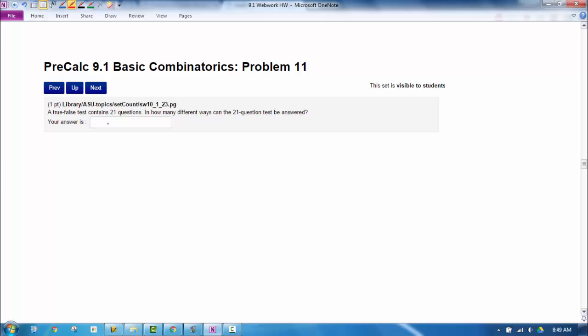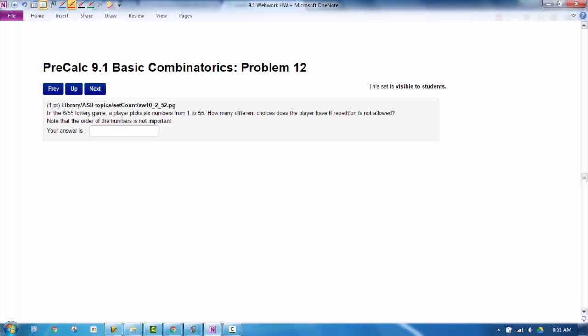Next problem says a true-false test. So if you have 21 questions, you have 2 choices for the first, 2 choices for the second, and so on. You can just keep going to 21. You end up with 2 to the 21st power, which is 2,097,152.